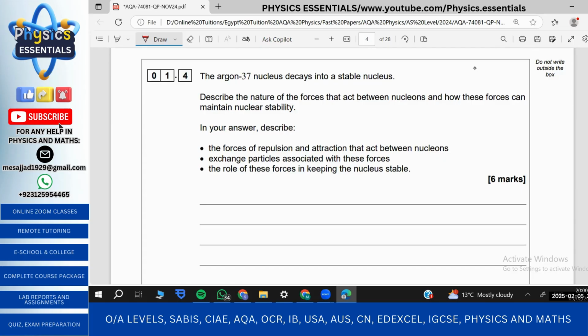1.4, the argon-37 nucleus decays into a stable nucleus. Describe the nature of the forces that act between nucleons and how these forces can maintain nuclear stability. In your answer, describe the forces of repulsion and attraction that act between nucleons, exchange particles associated with these forces, and the role of these forces in keeping the nucleus stable.